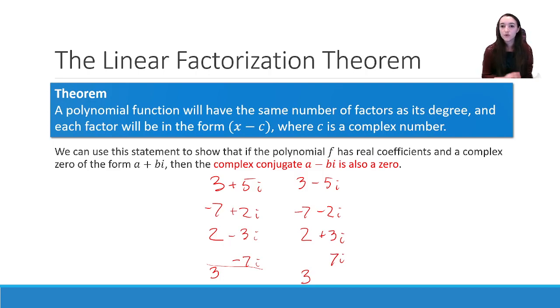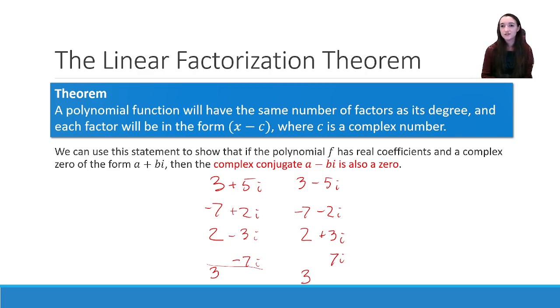So, here we have our complex conjugates. I'm not going to go through why we can use the linear factorization theorem to prove this statement because it's a little bit more complicated. But we can use this theorem to tell us that if we have a 0 at 3 plus 5i, then we have a 0 at 3 minus 5i. If we have a 0 at negative 7i, then we have a 0 at positive 7i.